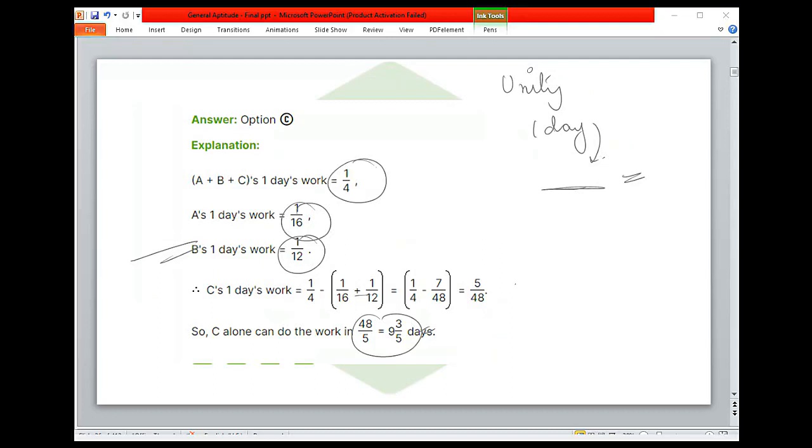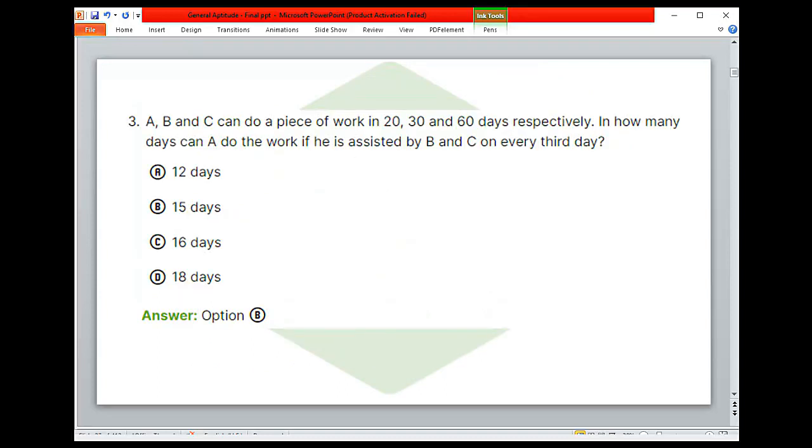Now in the similar pattern, you have one more question, because CSIR is asking this work concept time and again. So I have taken up few questions, right? Next is one more thing, similar type of question for you all. Don't look into this, okay? A, B, and C can do the piece of work in 20, 30, and 60 days respectively. How many days can A?